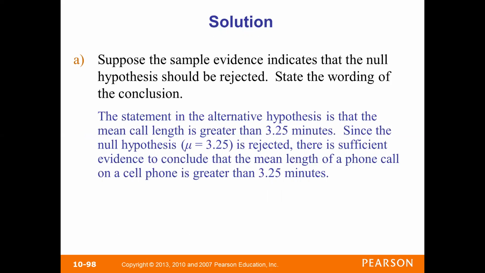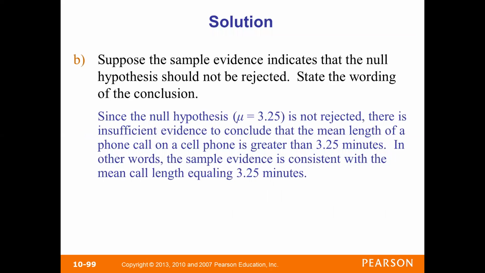So again, rejection would lead us to a statement involving the alternative. We would conclude that the call time is greater than 3.25. Failing to reject the null hypothesis says there's insufficient evidence to conclude that the mean length of time is greater than 3.25 minutes. The sample evidence is consistent with a mean call length equaling 3.25 minutes. We fail to reject the null hypothesis that the mean call time is 3.25 minutes.